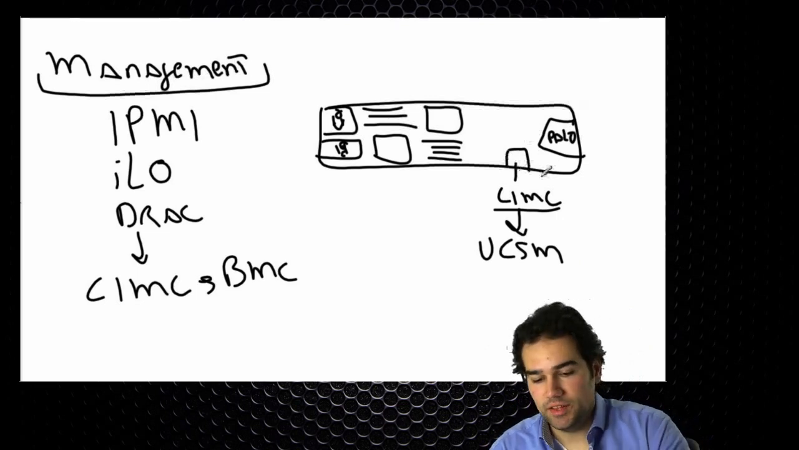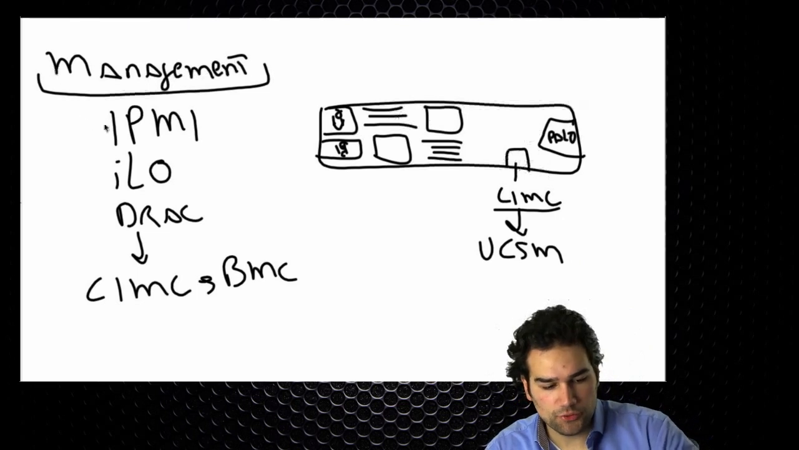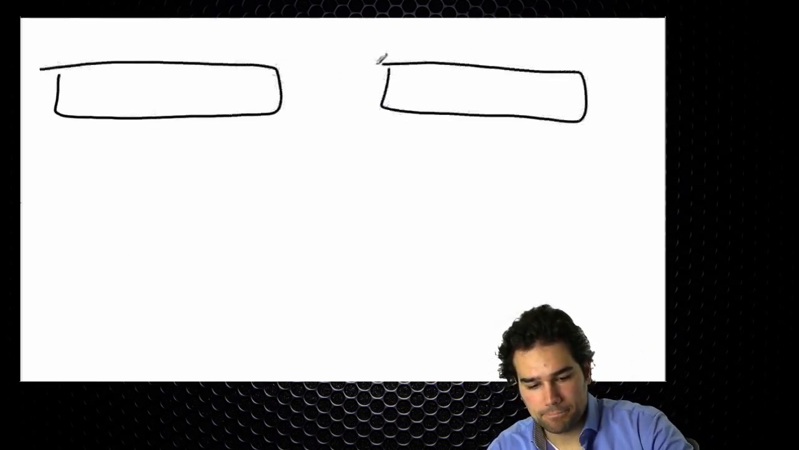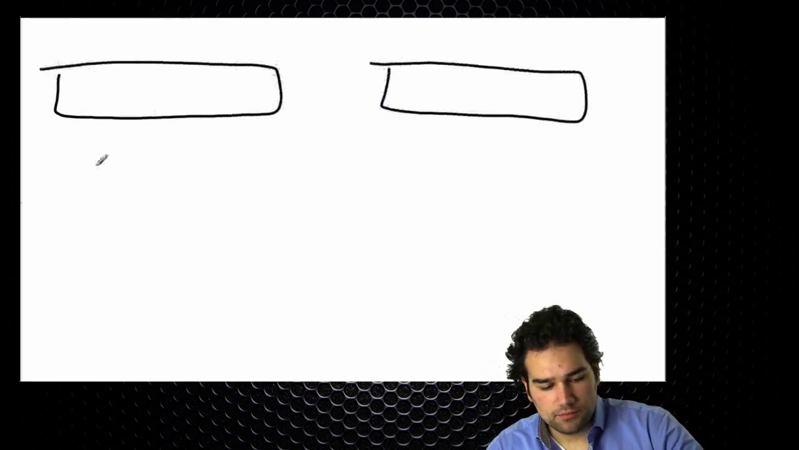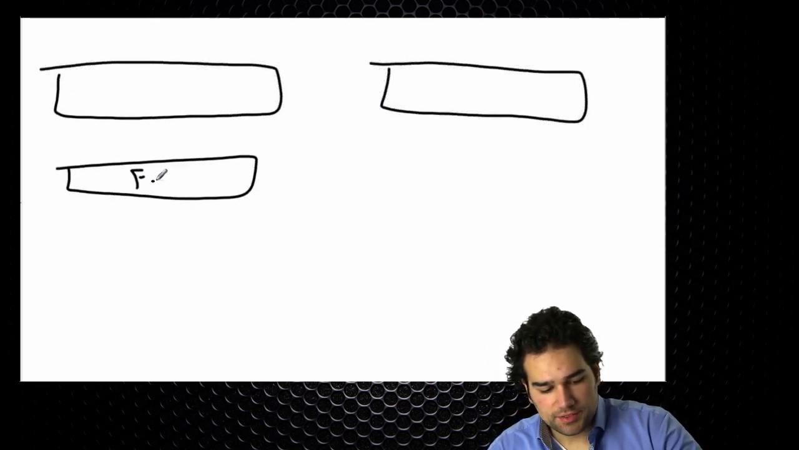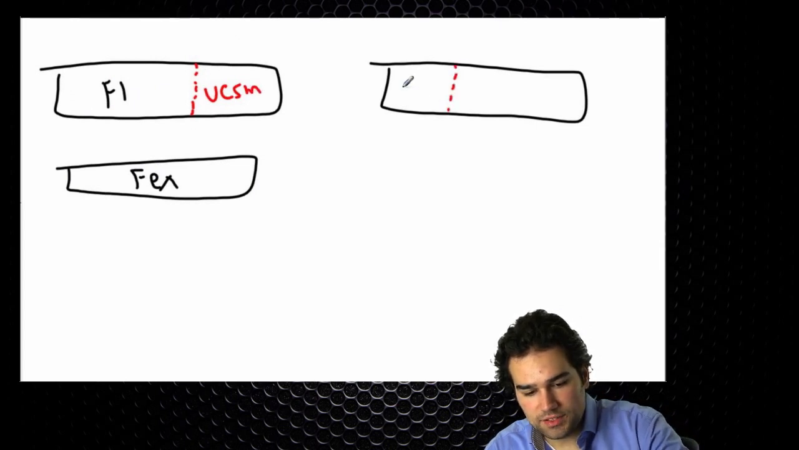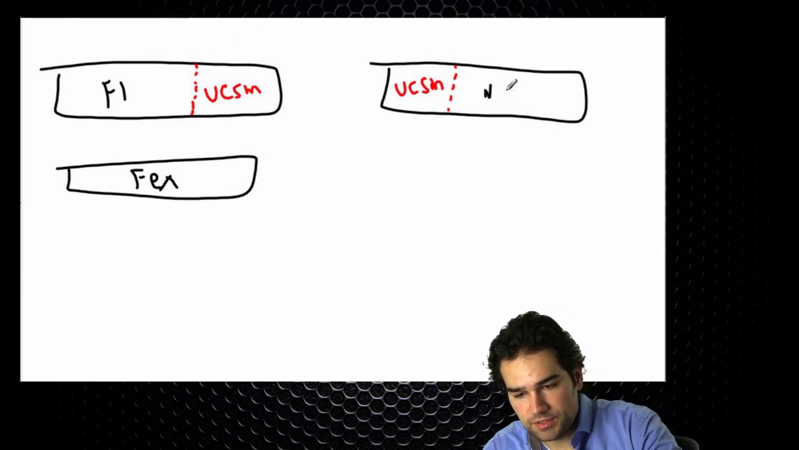Now what this means is that this part, like if we talk about infrastructure, we have our FEX, we have our Fabric Interconnect, and there we have that special piece, right? So we have the UCS Manager piece, and we have the NX-OS piece.